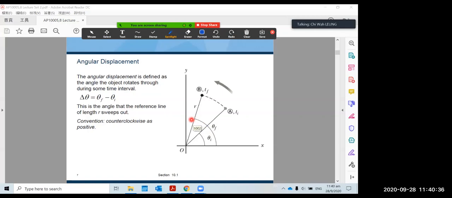Remember, the displacement should always be the final angular position minus the initial angular position. Similarly, for velocity, any change should be the final value minus the initial value. And for angular motion, anti-clockwise motion is taken as positive. Clockwise motion is taken as negative. Kind of like when you move from the left to the right along the x-axis, it is taken as positive.